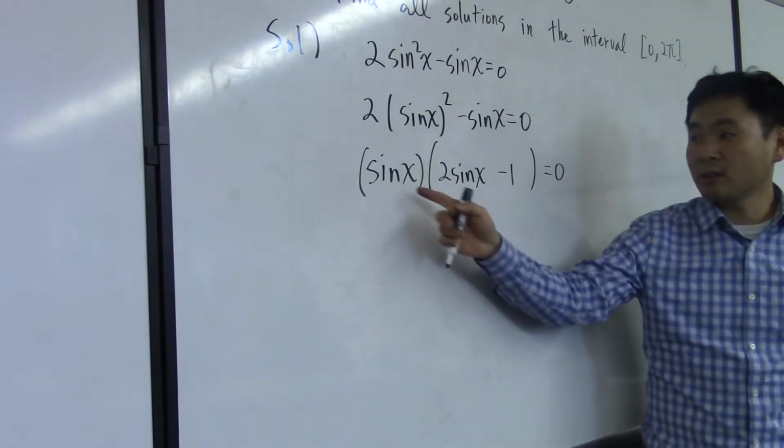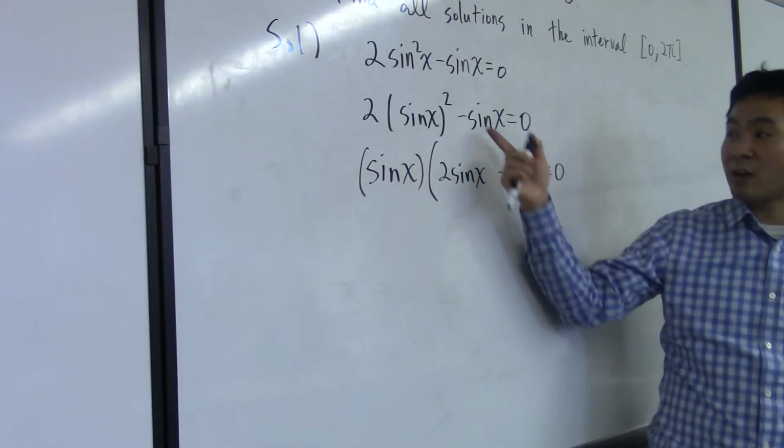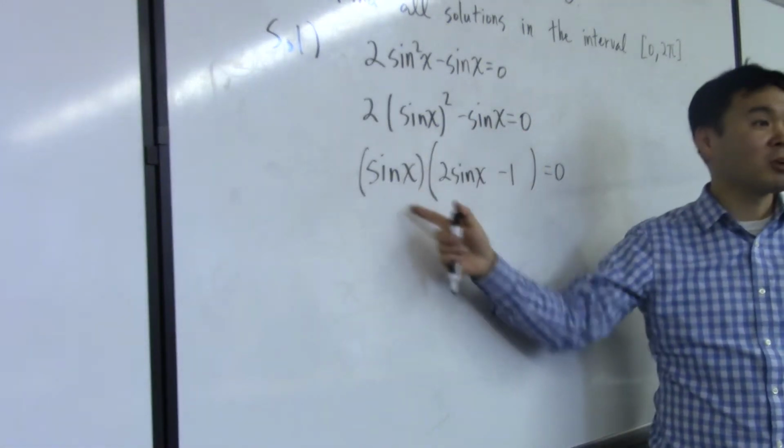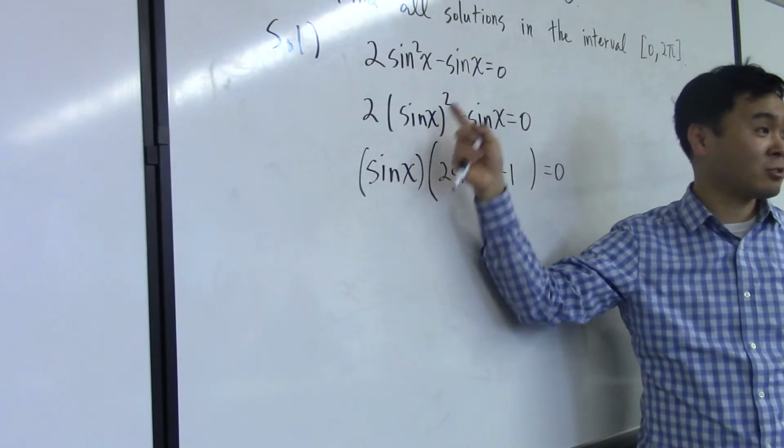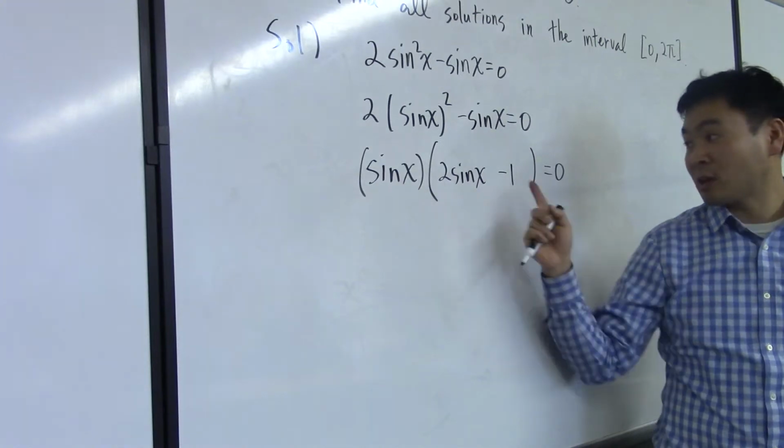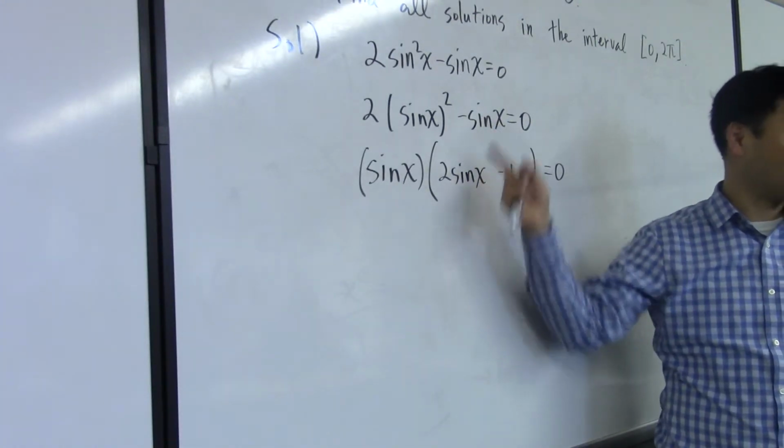Right? If you're not so clear how I got from here to there, try multiplying this out. If you multiply sine x times 2 sine x, what do you get? You get 2 times sine x squared, right? If you do sine x times negative 1, you get negative sine x. So these two are exactly the same thing.